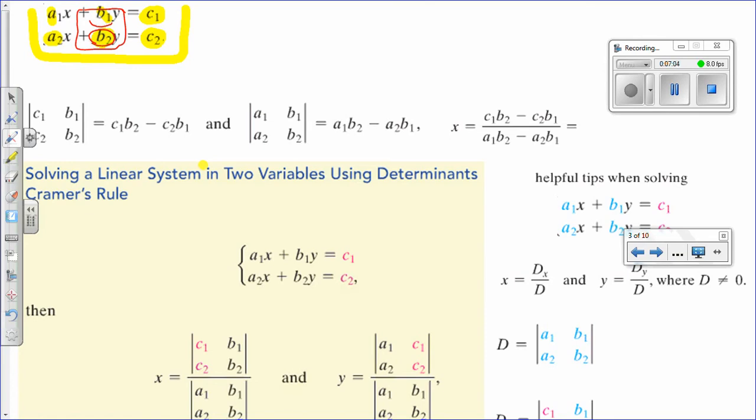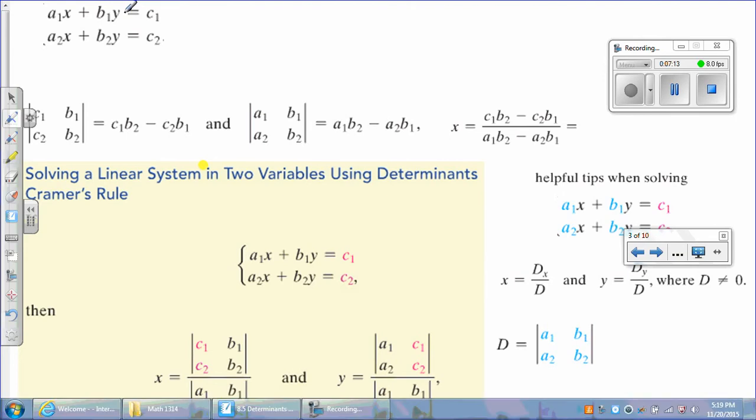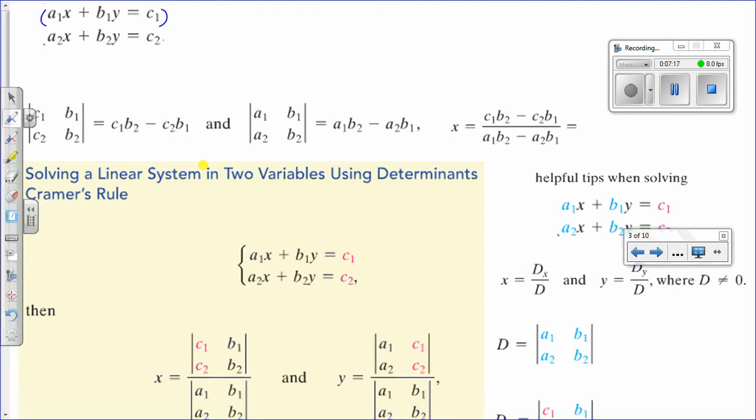So what I'm going to have to do here is multiply the first equation times b sub 2. Here we're assuming that a sub 1, a sub 2, b sub 1, b sub 2 are numbers. So we're going to multiply that by b sub 2, and we're going to multiply the second one by not only b sub 1, but negative b sub 1. The purpose of doing that is so that the coefficients of y will be opposites of each other, and that way we'll be able to cancel them.